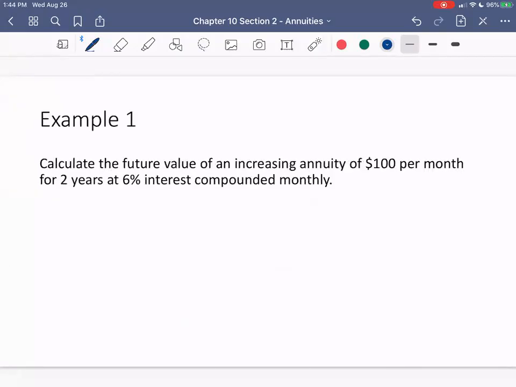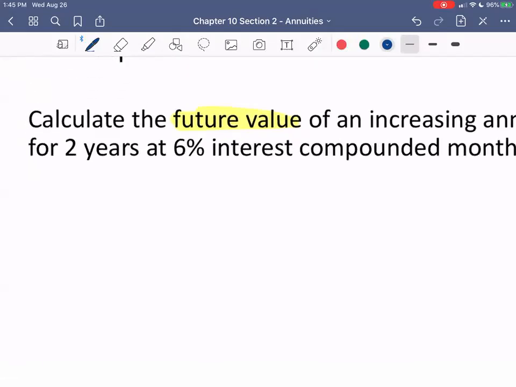All right, so our first example. Our first example says calculate the future value. So I know that I'm talking about future value here. Calculate the future value of an increasing annuity of $100 per month for 2 years at 6% interest compounded monthly. Right away, the $100 per month, that's your rent. So our R is $100.